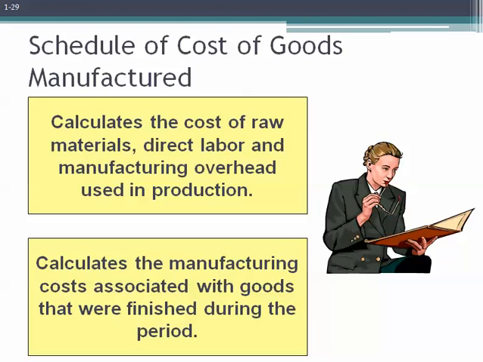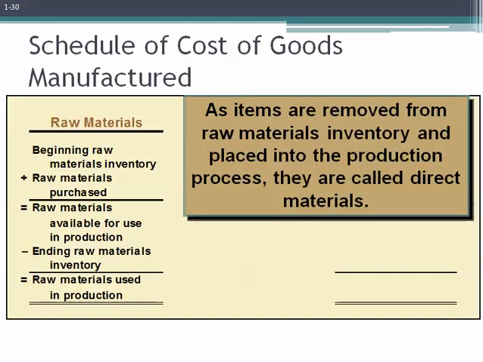Again, we want to take all of our manufacturing costs incurred during a period and either allocate it to cost of goods transferred out or to ending work in process inventory. At first glance, this schedule of cost of goods manufactured can feel a little bit complex and intimidating, but in reality, it's quite simple and logical. It contains the three types of product cost that we've already discussed: direct materials, direct labor, and manufacturing overhead.